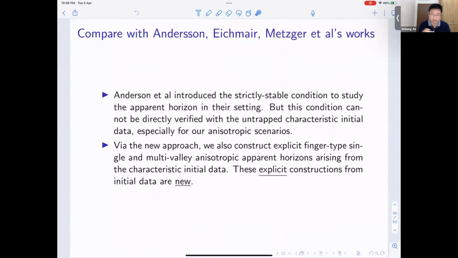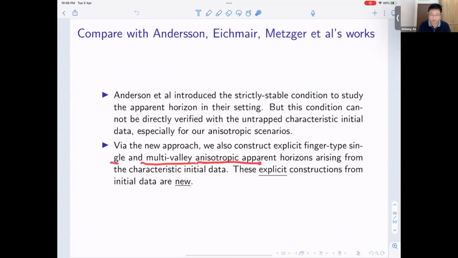Also, Lars introduced the so-called strictly stable condition to study the properties of the apparent horizon in their setting. But here, this condition cannot be directly verified using only the untrapped characteristic initial data, especially for the anisotropic scenario. So with this new approach in the short pulse regime, we also construct explicit finger-type, single and multi-valley anisotropic apparent horizons arising from the characteristic initial data. This very explicit construction from the initial data is new.